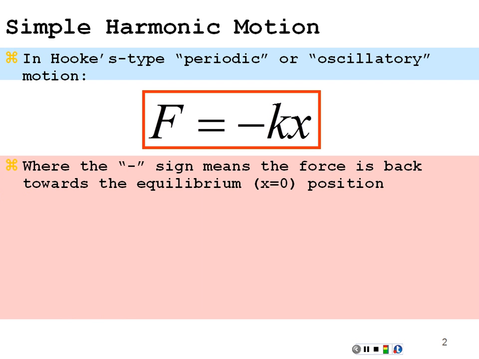This negative sign means that the force is always back towards the equilibrium position. So as this goes down this way, the force is pulling back this way, and as it goes above the equilibrium position, the force is pushing back towards that equilibrium position.